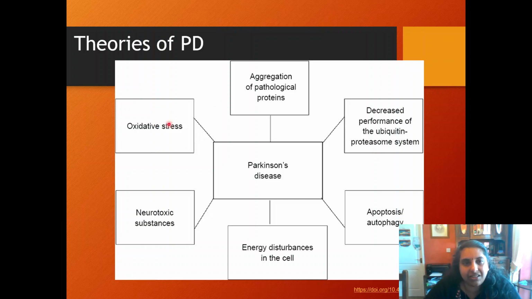A lot of them add to the oxidative stress theory. Obviously, alpha-synuclein, be one of them, adds to the aggregation theory. DJ1 was involved in apoptosis. A number of the genes, including Parkin and PINK1, might be involved in autophagy or specifically mitophagy, energy disturbances in the cell, and neurotoxic substances.